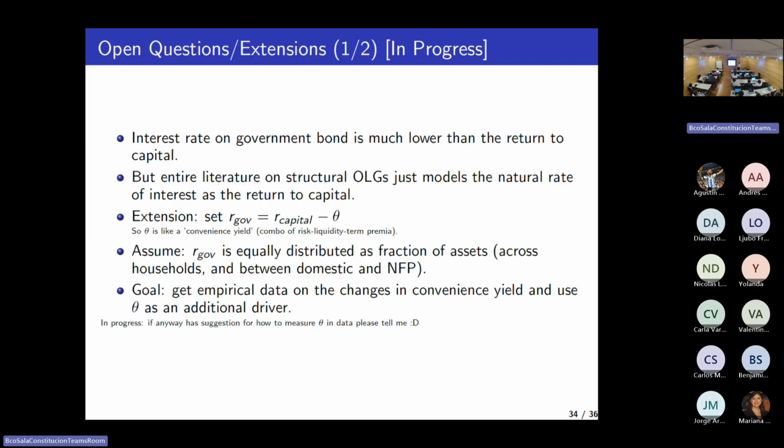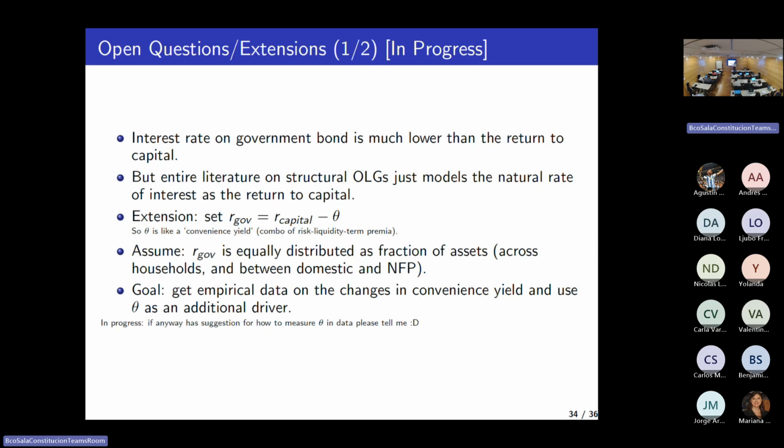So, open questions or extensions. That's essentially all of the results that I've got for today. I'm just going to go into two things that we're working on at the moment. The first is the issue about the marginal product of capital and the natural rate of interest. In our model, and in all the other models in the structural literature, they're just set equal. To our mind, this is one of the big issues or problems with the model, and so we wanted to at least make some progress on it.